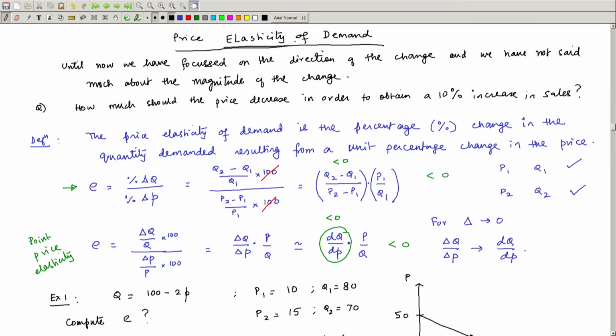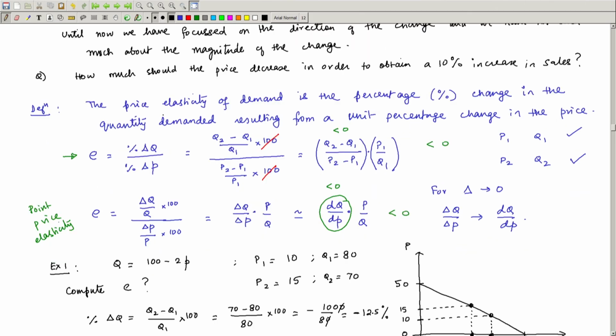So, in the last class we defined the concept of price elasticity of demand. The way we defined it was the percentage change in quantity demanded resulting from a percentage change in price. There were two ways in which we had defined it. The first one was we had defined the price elasticity of demand as percentage change in quantity demanded, Q2 minus Q1 divided by Q1 times 100, and the percentage change in price as P2 minus P1 divided by P1 times 100.